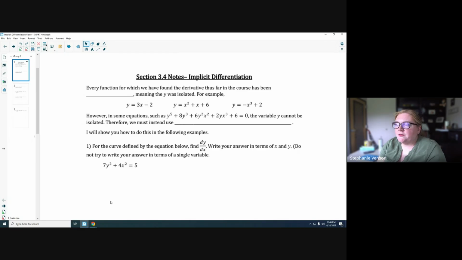Now, implicit differentiation is much different than regular differentiation. Basically, taking derivatives implicitly is much different than taking derivatives explicitly, which is what we've been doing the whole time. Mostly because instead of just dealing with one variable, usually x, we're going to be dealing with two, x and y. So let's see if I can explain this well for you.